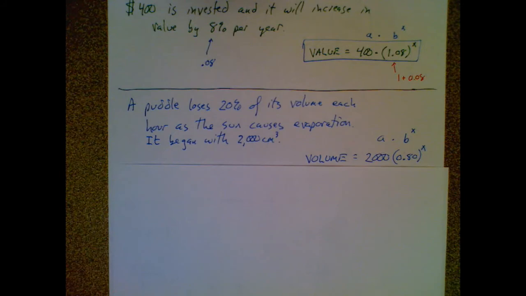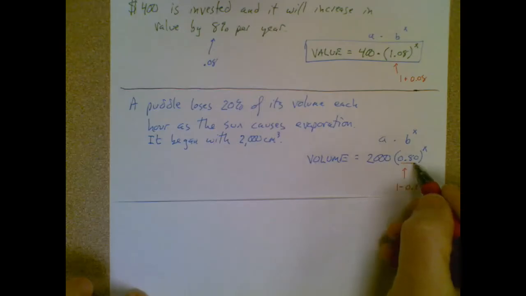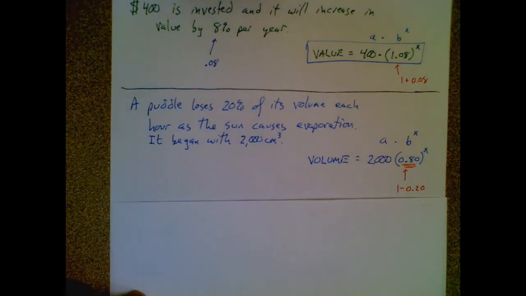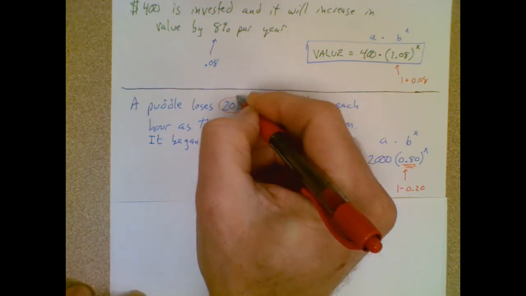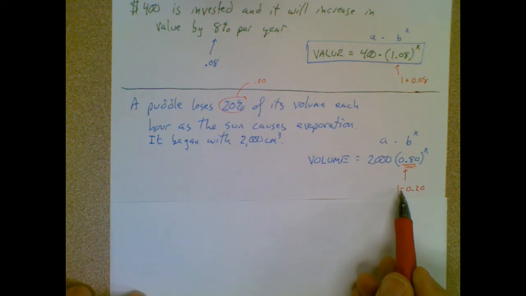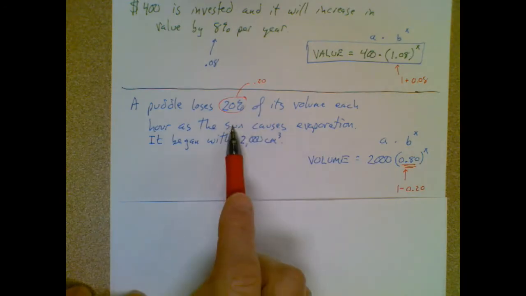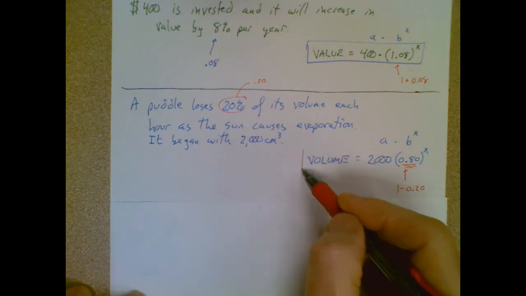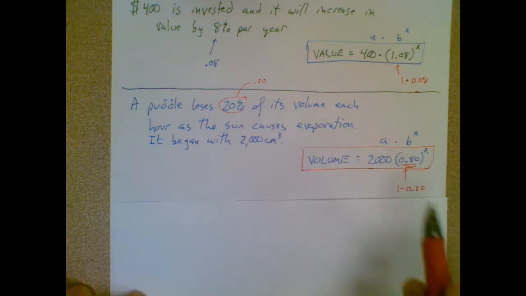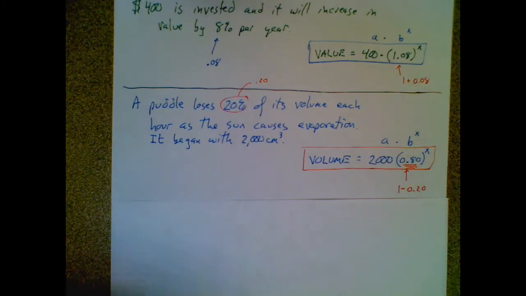Now the 0.8, that might be a little rough, so let's take a look at this. Remember that this value, your B, has to be greater than or less than 1, and if it's decay, it has to be less than 1. 20% as a decimal is 0.20, so I have my 1 minus 0.20. That's how I get that. Words to equation might be kind of rough, but if you looked at this equation, you should be able to identify the starting value and the fact that we are decreasing.